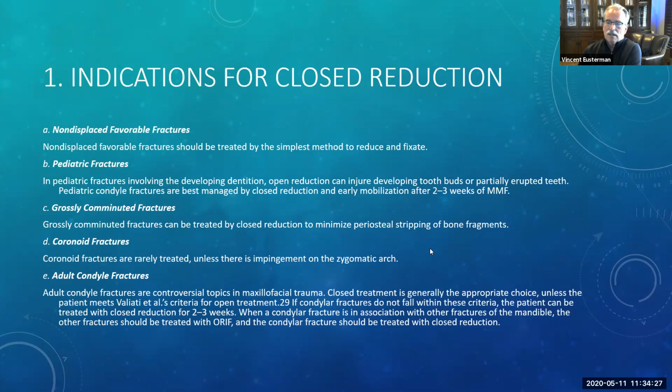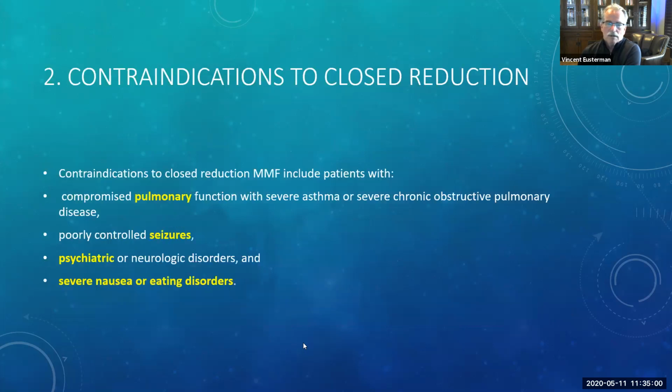And we've seen many mandibles stripped of bone fragments when we could have used them. So it's a good idea, with grossly comminuted fractures, to bring things together and allow them to start to heal before stripping small bone fragments and losing those, requiring free flaps and things like that. The coronoid fractures generally are closed, and adult condyle fractures, depending on where they are, we talked about this earlier, can be treated closed.